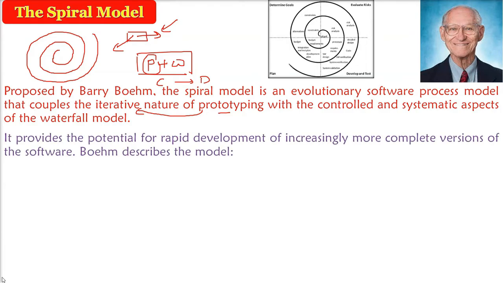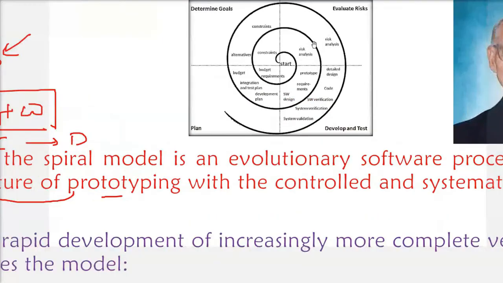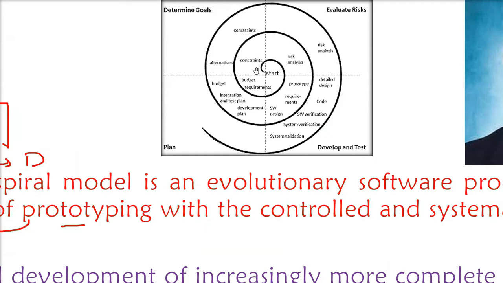Let me tell you, these are the four quadrants you will see in a spiral model. First, you have to plan. Now you have a budget. You have to plan according to the budget. You have to plan what the development will be. You have to plan the project: the time, cost, schedule, everything, and the test planning. Then you have to determine the goal in the second quadrant. That is, what are the alternatives? What are the constraints beyond which you cannot go?